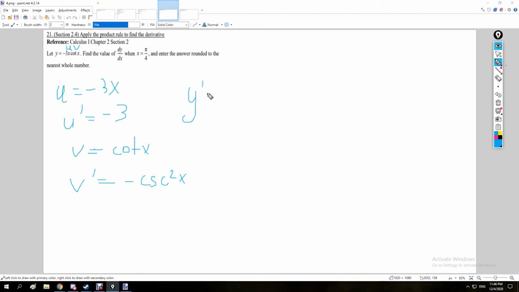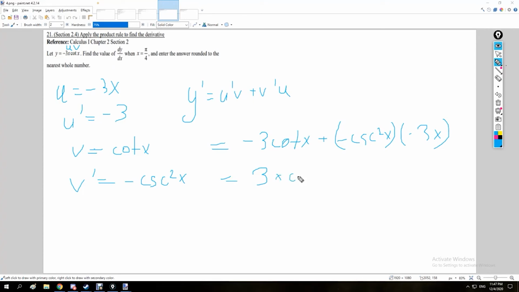So y prime is equal to u prime v plus v prime u, equal to minus 3 cotan x plus v prime, minus cosecant squared x, times minus 3x. So in other words, it is equal to 3x cosecant squared x minus 3 cotan x. We want to find the value of y prime when x is equal to pi by 4, so substitute into your calculators. Make sure that when you're doing calculations like this with cosine, sine, whatever, and you're using pi, your calculator is in radians.